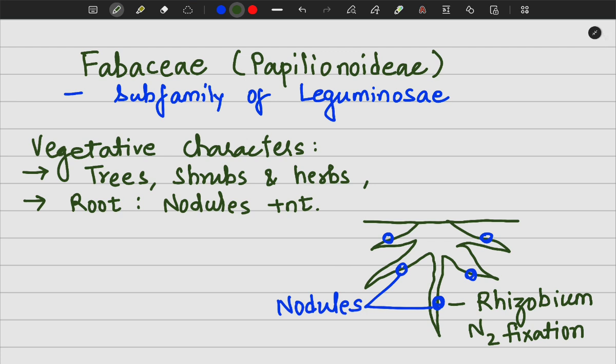So in the root of leguminous plants, we will see root nodules which harbor the rhizobium bacteria, and it is a type of symbiotic association in which the rhizobium fixes the atmospheric nitrogen and provides usable form of nitrogen to the plant, and the plant in turn provides food to the bacteria. Alright?